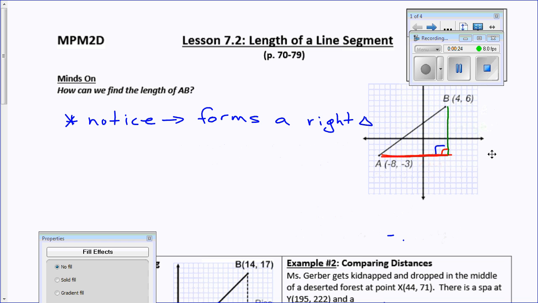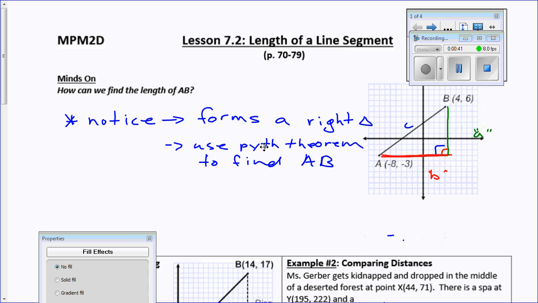The bottom portion of this, you'd normally call B. The other one, I believe it would be A. And you'd normally call this C. And you would use C squared equals A squared plus B squared, which means we're using the Pythagorean theorem to find the length of AB.